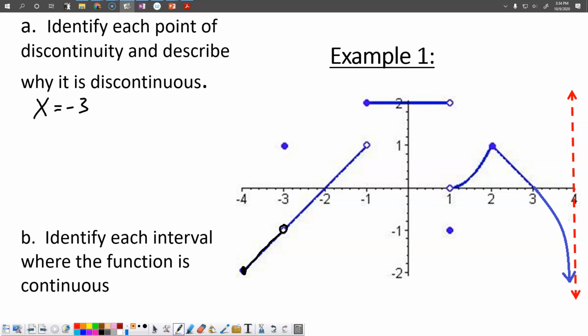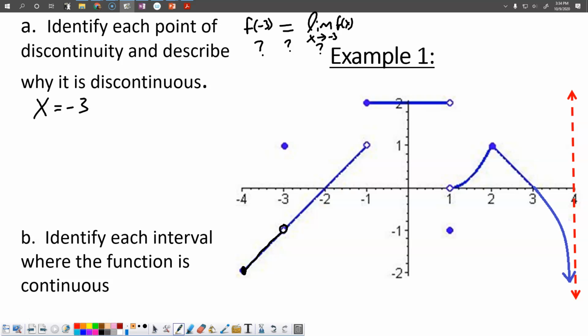Now I need to explain why that's a discontinuity. So remember, there's three things. Does f of that value exist? Does f of -3 exist? Does the limit as x approaches -3 exist? And then finally, are they the same? So we have to check three things. Does the function exist? Does the limit exist? And are they the same?